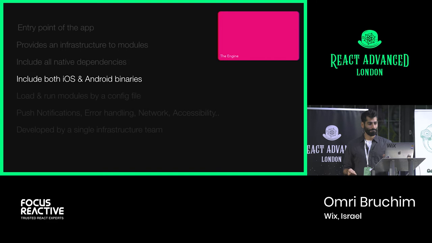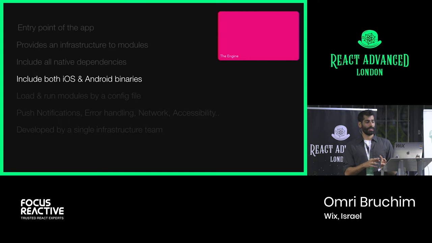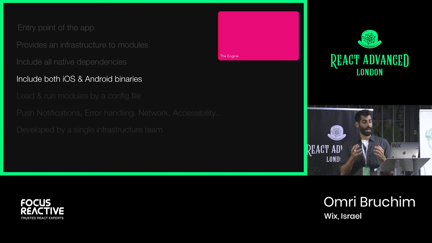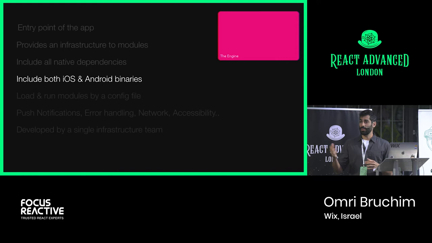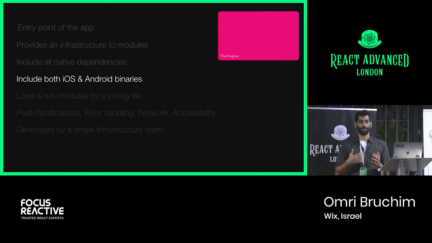This is actually the most important part of my talk. The engine includes the iOS and Android binaries. This actually makes JavaScript code isolated from the main project. Why, if we know what the native code and the native dependencies are, can't we build them ahead of time and then take the JavaScript code and just inject it into the project? No need to ever build all the native project again.